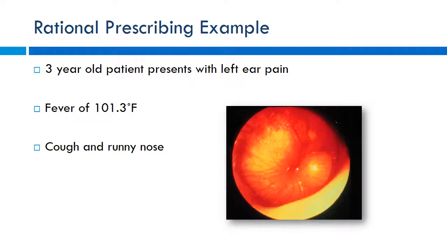So let's say, for instance, we have a 3-year-old presenting with left ear pain. He's got a fever of 101.3. He's got cough and runny nose. What do you think this looks like? Otitis media. That's a pretty angry-looking tympanic membrane. So we're going to say, okay, he probably has otitis media.